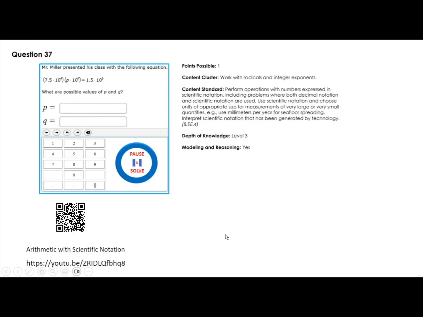Mr. Miller presented his class with the following equation. What are possible values of P and Q? When he said possible values, you can have more than one answer. Again, here I have a QR code for you to look at arithmetic with scientific notation. It will help you quite a bit. So now, remember this rule: 10 to the power m times 10 to the power n is 10 to the power m plus n.